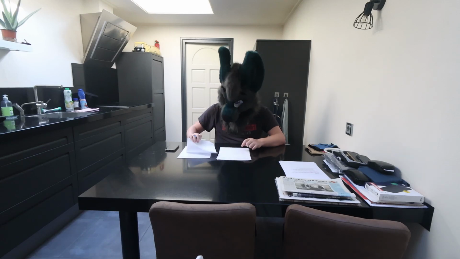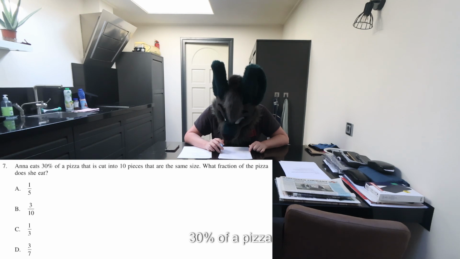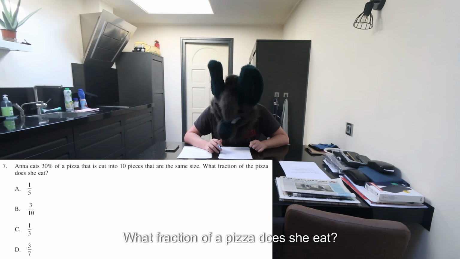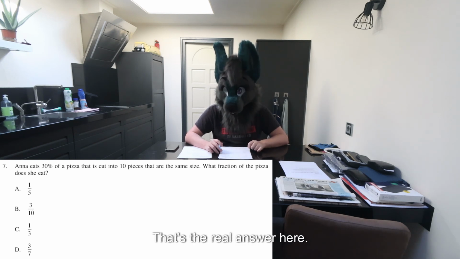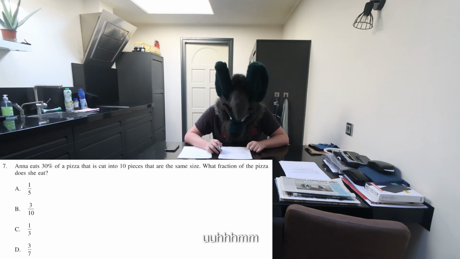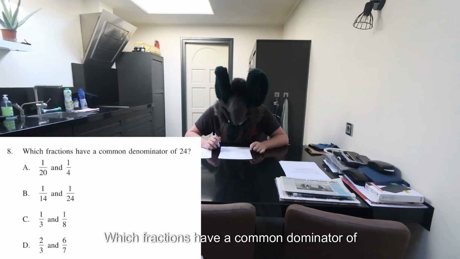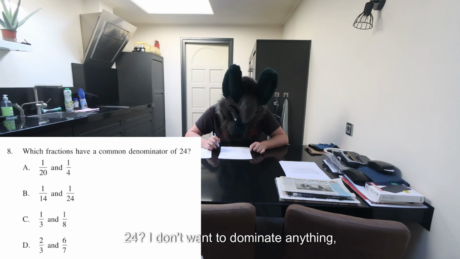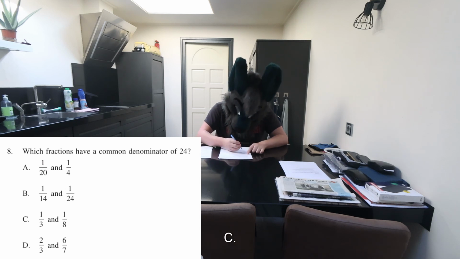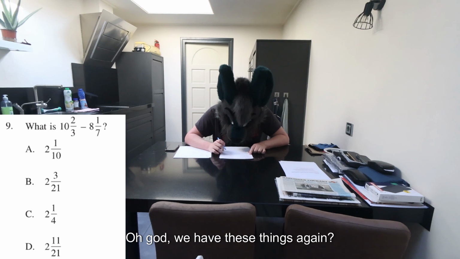Anyways, next page. Anna eats 30% of a pizza that is cut into 10 pieces that are the same size. What fraction of a pizza does she eat? She eats not enough pizza. That's the real answer here. C. Which fractions have a common denominator of 24? Oh, denominator. Which fractions have a common denominator of 24? I don't want to dominate anything, honestly. C. Oh God, we have these things again? What are 10 2/3 minus 8 1/7?